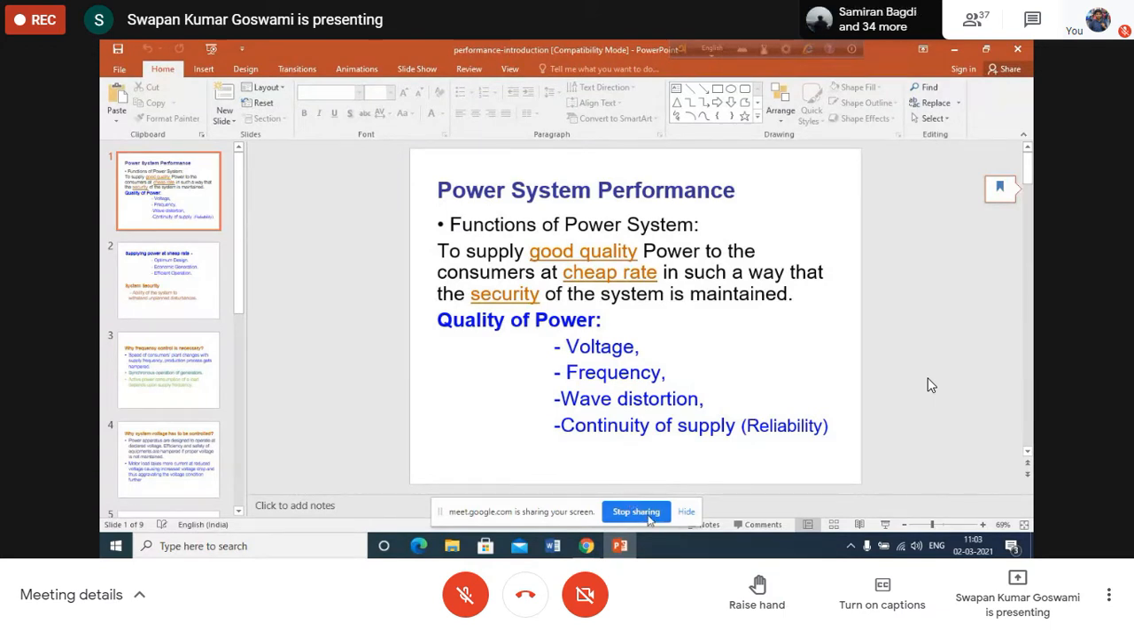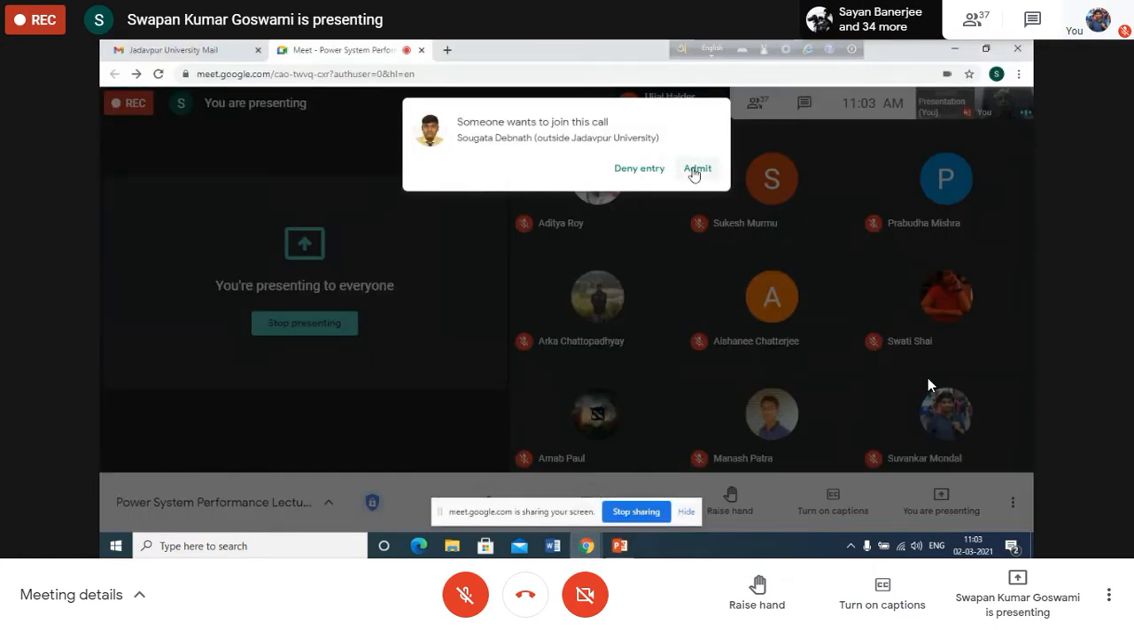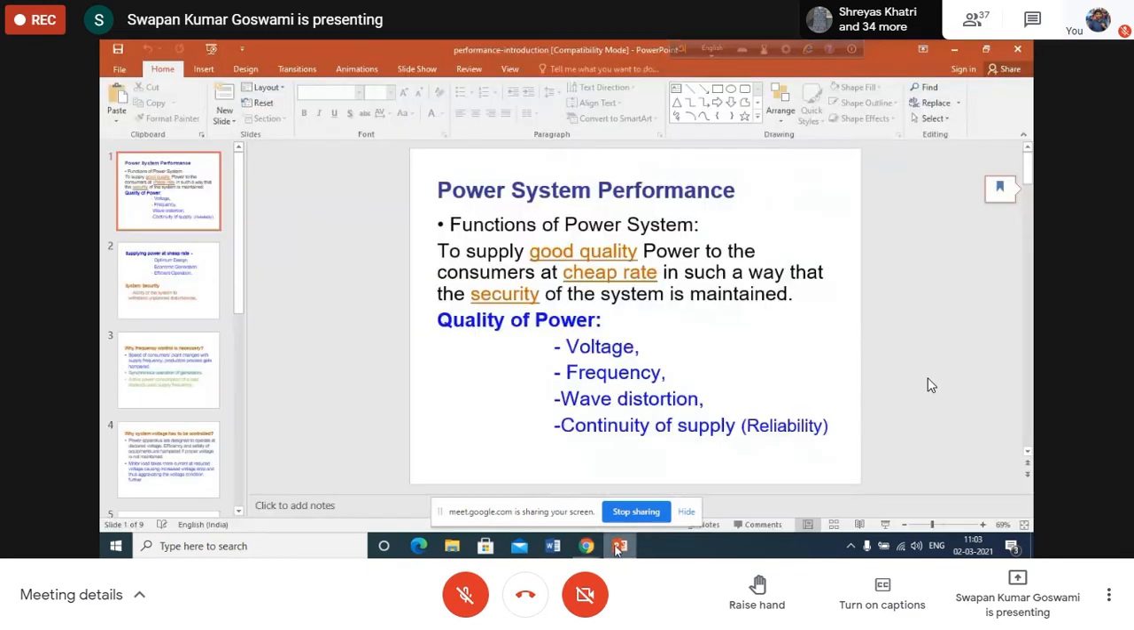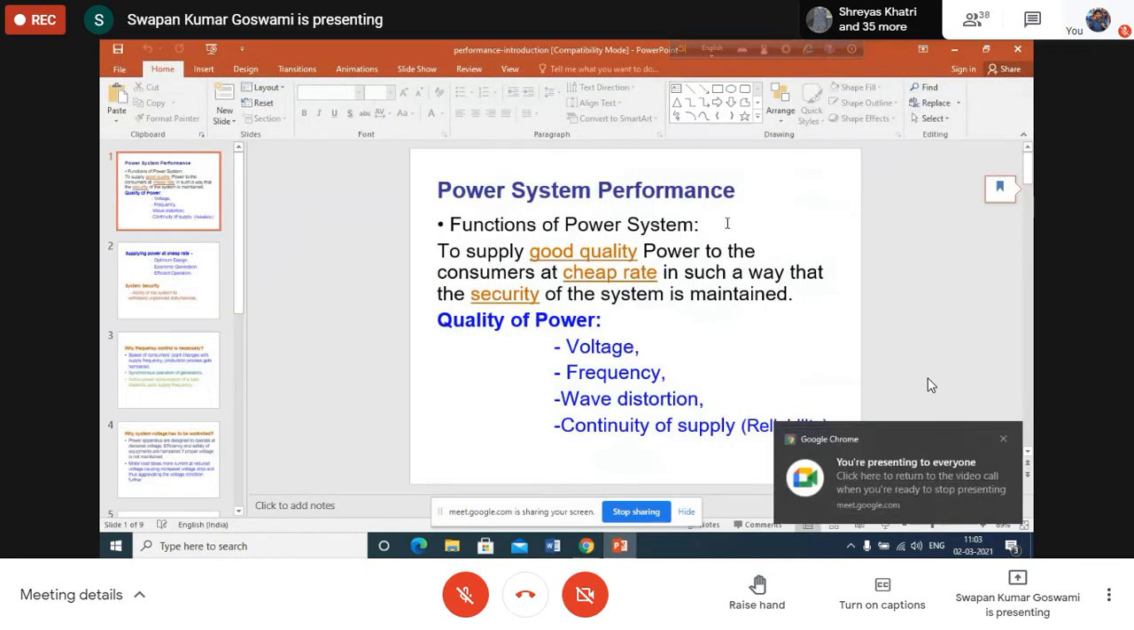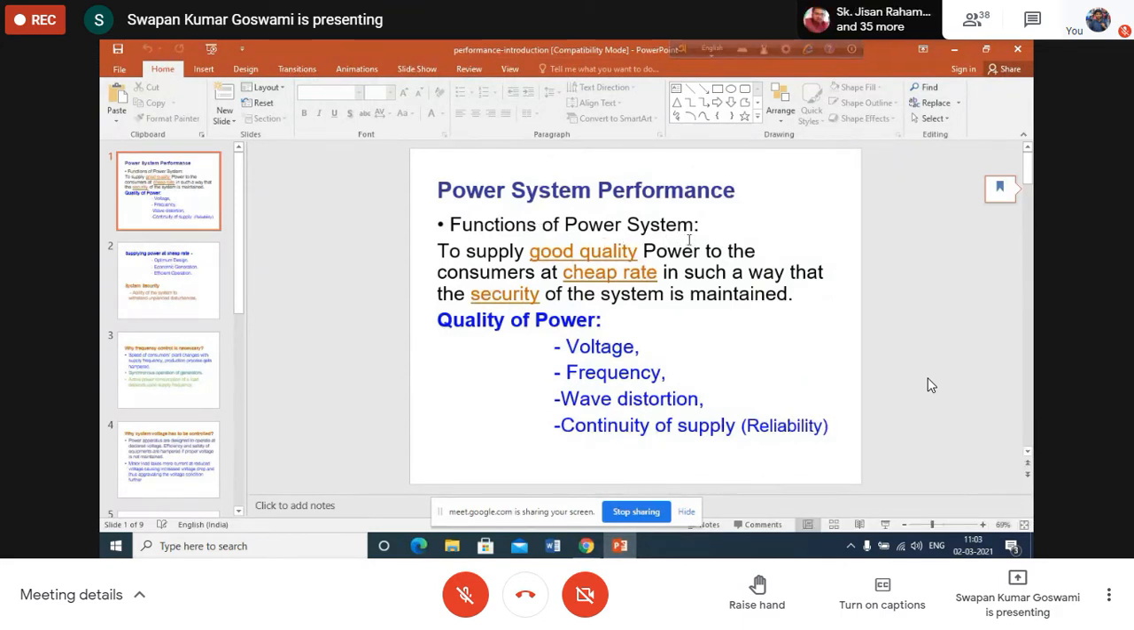Now today I am starting with the course, the power system performance course. What is the function of a power system? The function of a power system is to supply power, and that power has to be reliable and cheap at the same time. That means the function is to supply good quality power. I shall define later what we mean by good quality power to the consumer at cheap rate.